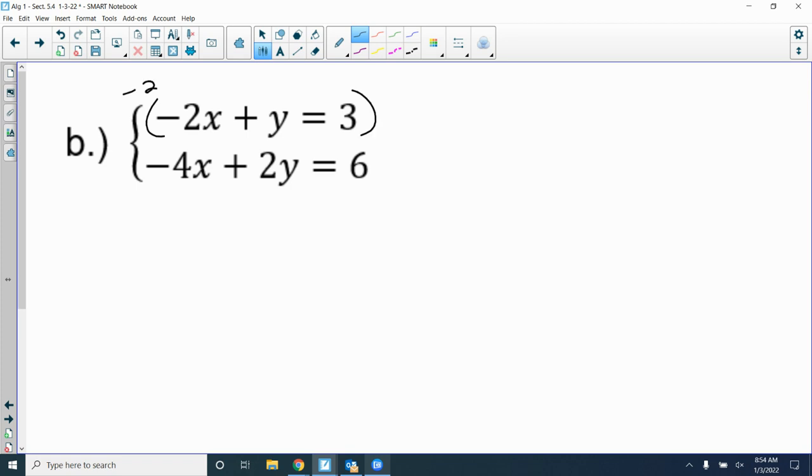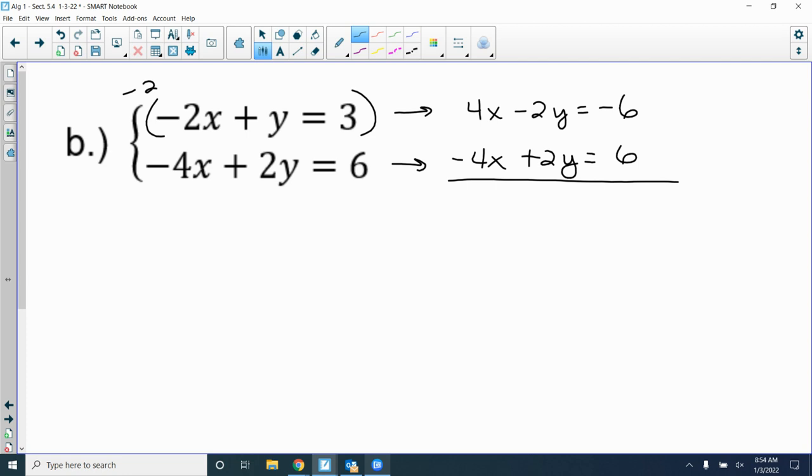When you multiply it by -2, you multiply everything by -2. -2 times -2 is 4x. -2 times positive y is -2y. And then -2 times 3 is -6. The other one I don't need to change anything on. Now remember, we add straight down. What happens? What's 4x minus 4x? 0. What's -2y plus 2y? 0. What's -6 plus 6? 0. All right, so what am I left with?